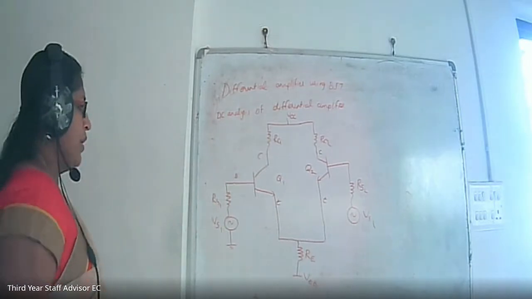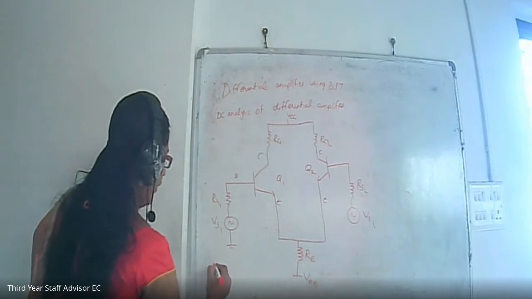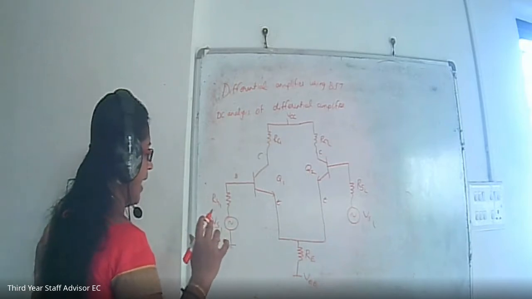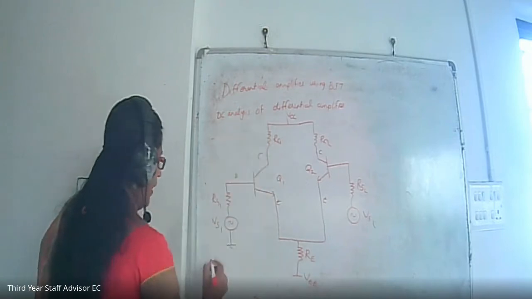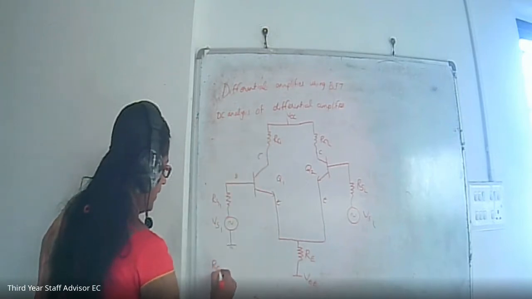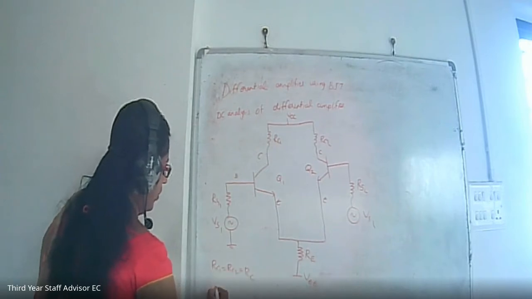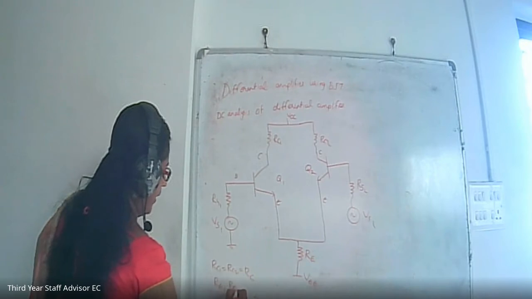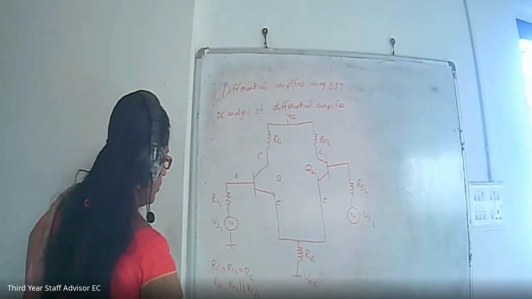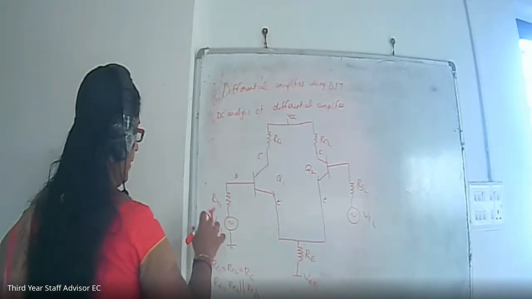So for proper operation, what is the condition? Q1 and Q2 characteristics should be ideal, or similar. And RC1 will be equal to RC2, equal to RC. And also the emitter resistance Re equals Re1 by 2 parallel to Re2 by 2. So this is the condition that we discussed yesterday.